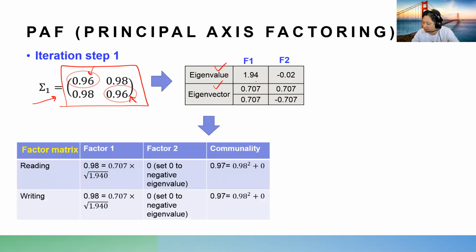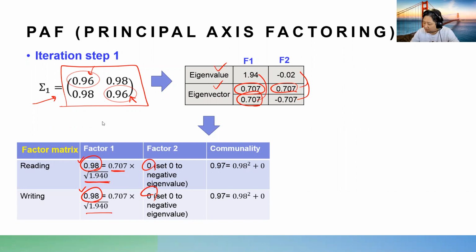Then using the eigenvector and eigenvalue, we can compute the factor loading. Factor loading is the eigenvector times the square root of the eigenvalue. That is the standard deviation of the eigenvector. 0.707 times the square root of 1.94 is 0.98. This is the factor loading. And if we do the same for the second factor, it is 0.